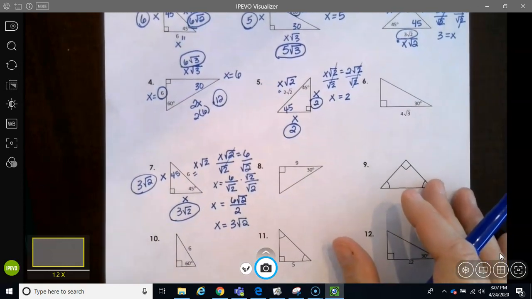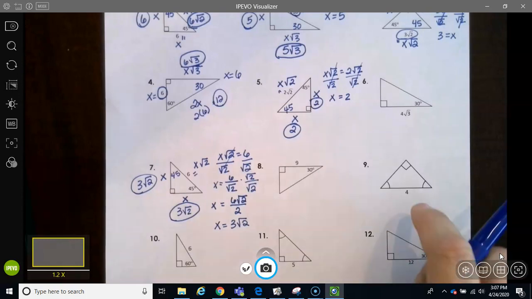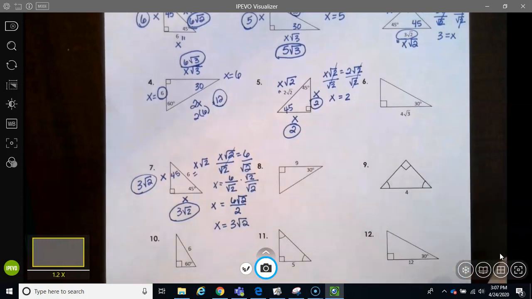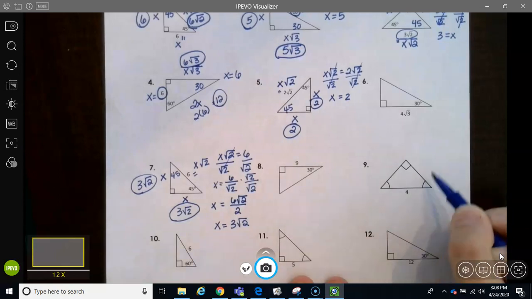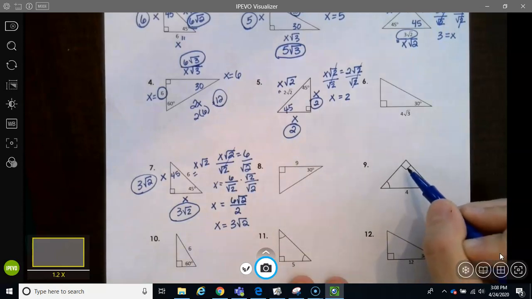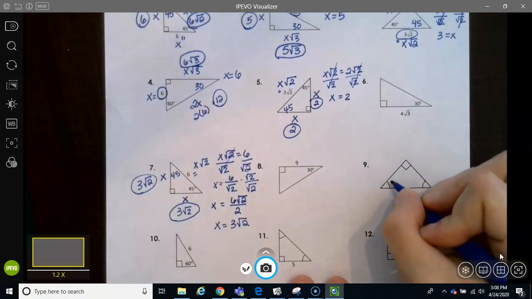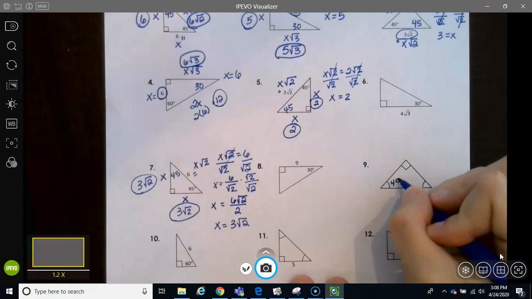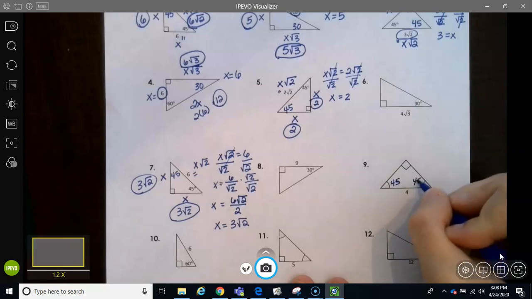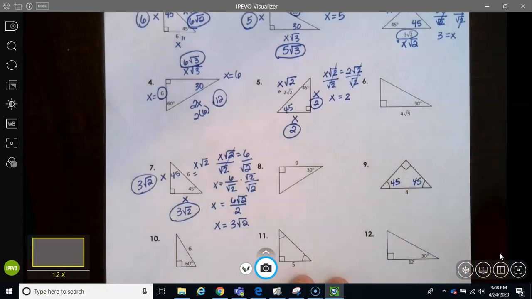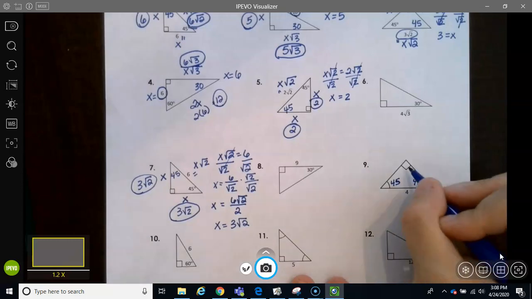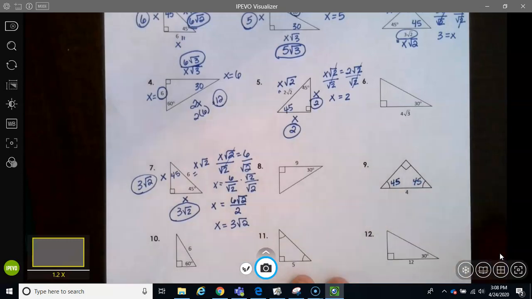Looking at number 9. Now they didn't tell us any of the angles, but they did tell us that these two angles are equal to each other and that that's a 90-degree angle. So that tells us that for these two to be equal to each other, it has to be the 45, 45, 90 triangle, because 45 plus 45 plus 90 equals 180.